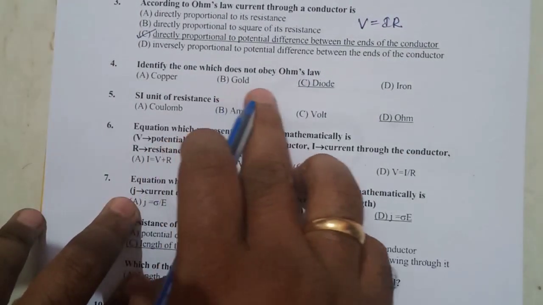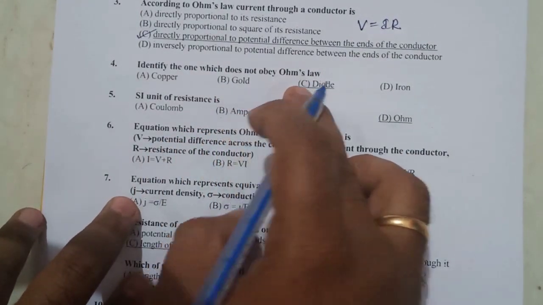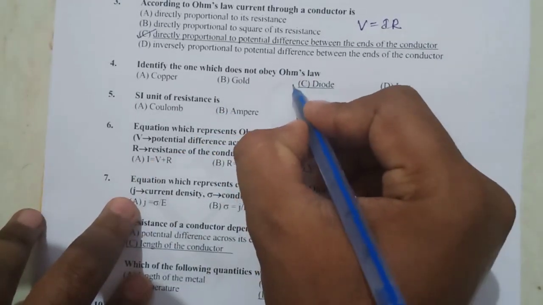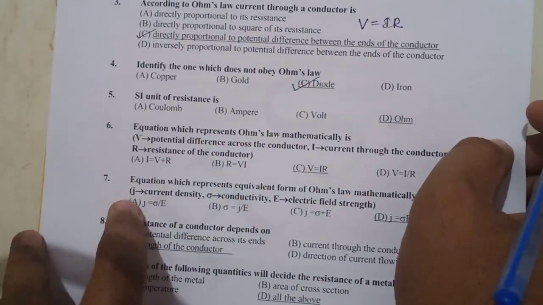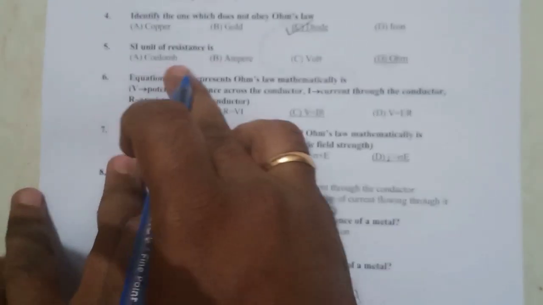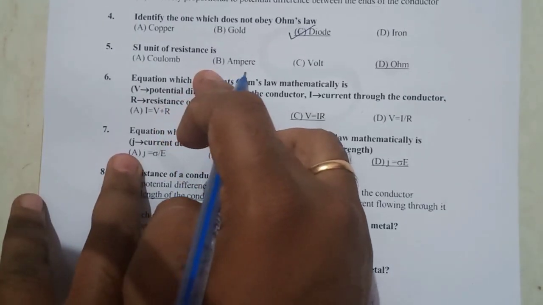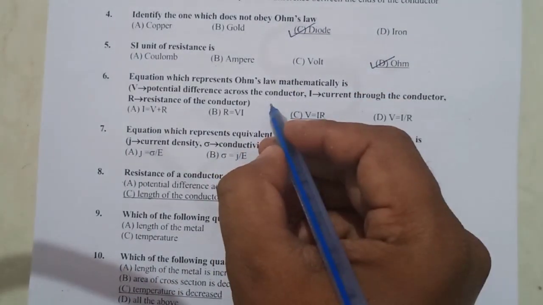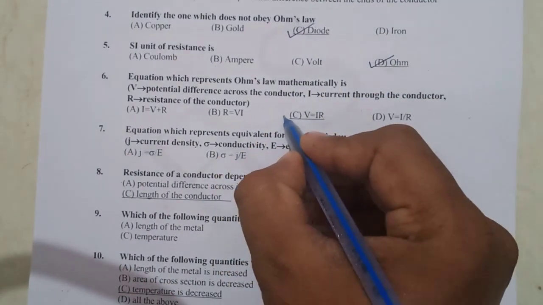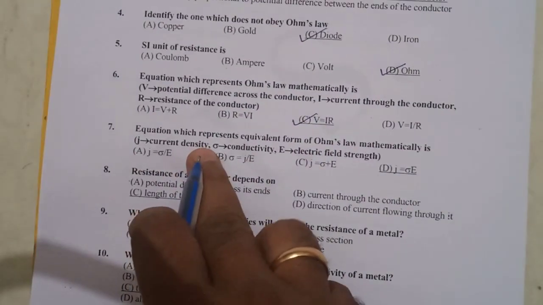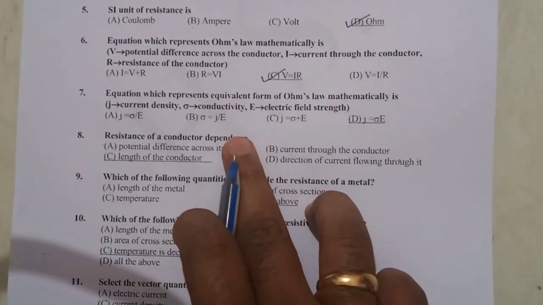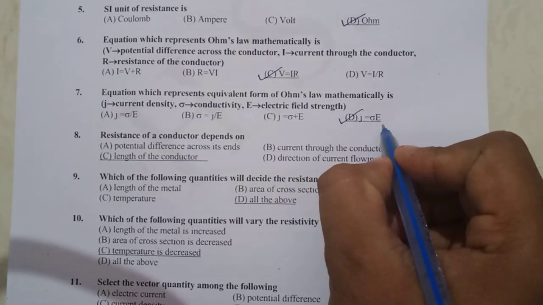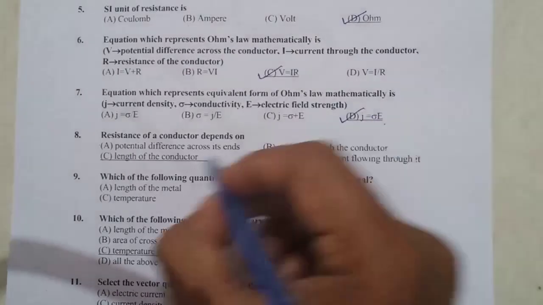Identify one which does not obey Ohm's law. Okay, the devices which do not obey Ohm's law are called non-ohmic devices. Here the non-ohmic device is the diode. It's a semiconductor diode. Okay, SI unit of resistance is nothing but ohm. Equation which represents Ohm's law is V is equal to I into R. The equation which represents the equivalent form of Ohm's law is nothing but J is equal to sigma into E. Okay, that is microscopic Ohm's law.